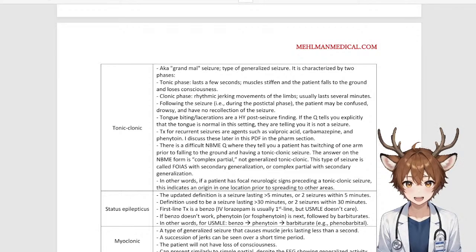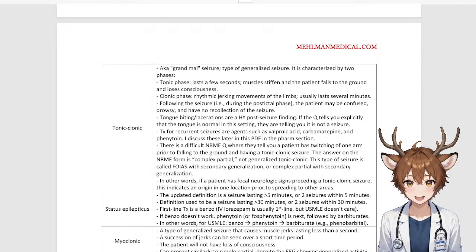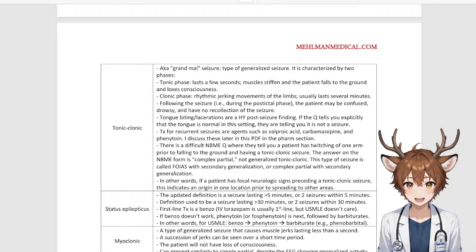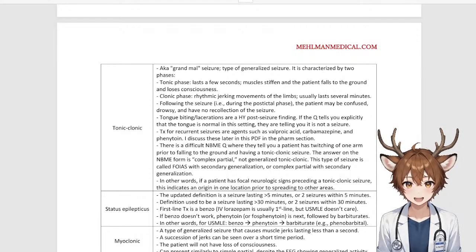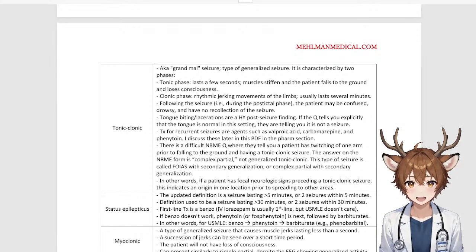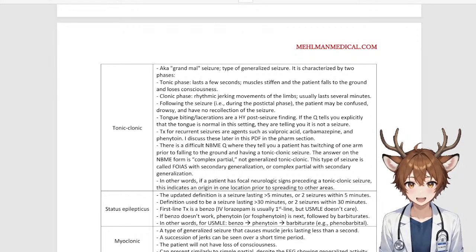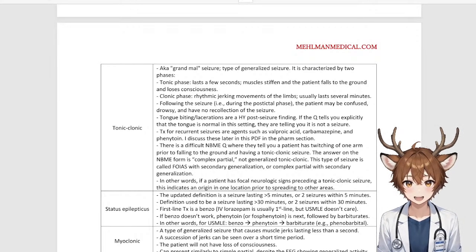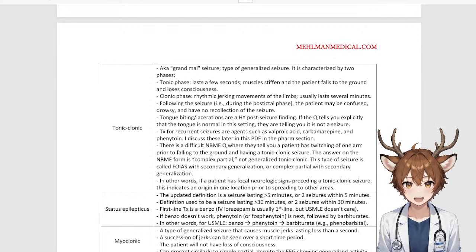What about the tonic-clonic seizure, aka the grand mal seizure? It sounds like a Star Wars character. What's his name? Darth Maul, I guess, right? Yeah. Anyway, it is a type of generalized seizure characterized by two phases. Tonic phase lasts a few seconds, muscles stiffen, and the patient falls to the ground and loses consciousness. Clonic phase, rhythmic jerking movements of the limbs, usually lasts several minutes. Following the seizure, that is to say, during the postictal phase, the patient may be confused, drowsy, and have no recollection of the seizure.